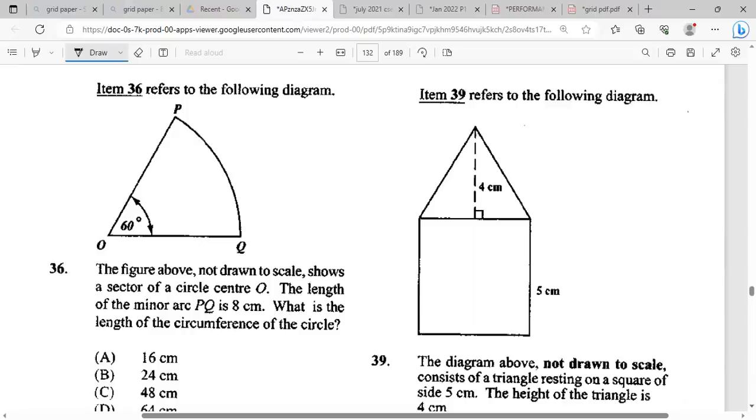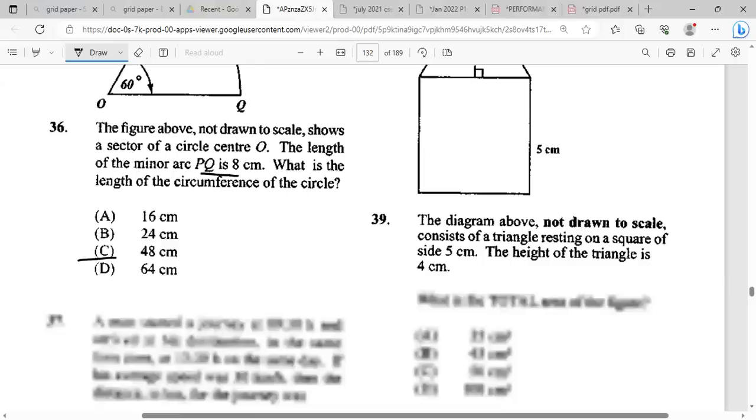Item 36 refers to the following diagram. The figure above, not drawn to scale, shows a sector of a circle with center O. The length of the minor arc PQ is 8 centimeters. What is the length of the circumference? Of course, we don't know the radius, but because the angle is 60 degrees, how many 60 degrees are in 360? 6. So there are 6 of them here. So it's going to be 6 times 8, which is 48. Very nice question though. It makes you think.